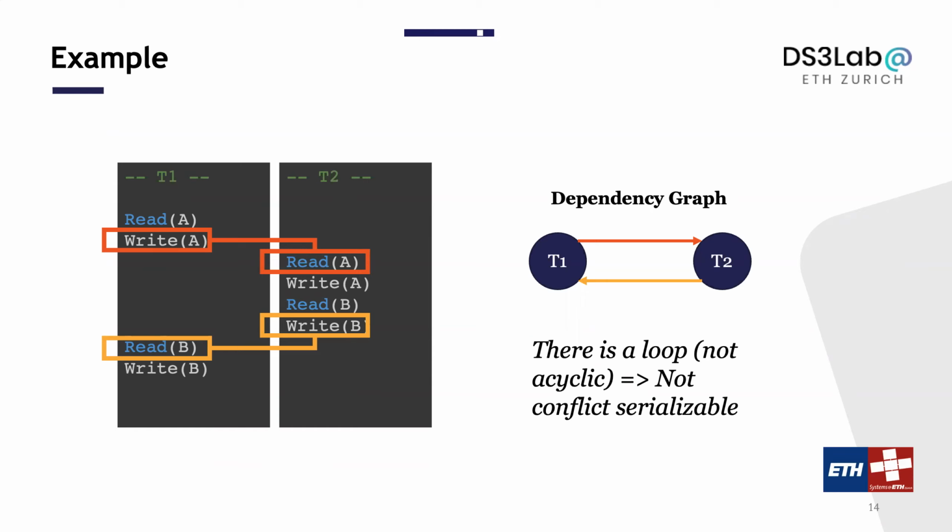If there's a loop, it means that the schedule is not conflict serializable. If there's no loop in the graph, it means that it's serializable, so it means that it's conflict serializable. So this is just a very quick walkthrough about transactions, about different properties, about the notion of conflict serializability.